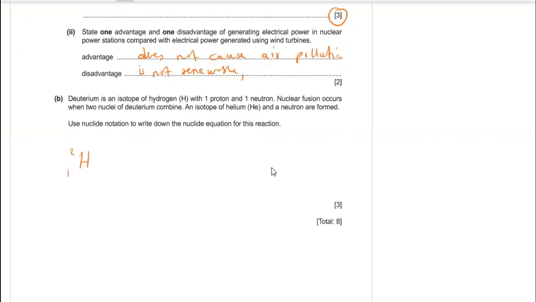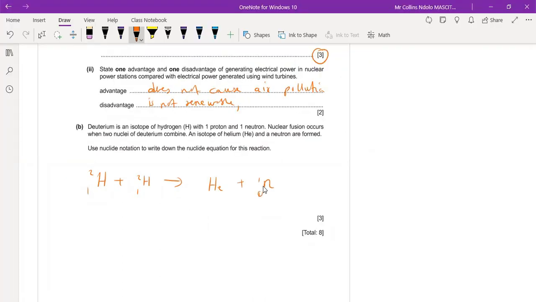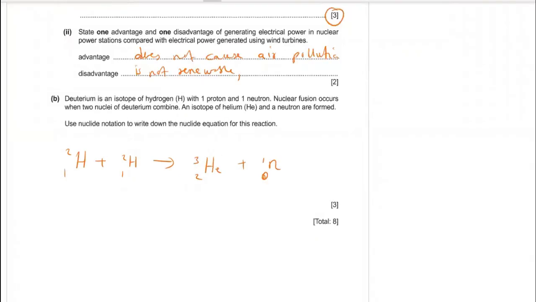So we have H-2 1 plus H-2 1. This gives us helium, which is a helium atom, with one neutron. Neutron has no charge, so that is 1 0, and there is helium 3 2. So what we need to know is that the sum of the mass numbers on this side should be equal to the other side. This side is 4, so the mass number on this side must also be 4. Neutron has no charge, so 0 plus 2 should be equal to 1 plus 1, which is 2. So that is balanced.